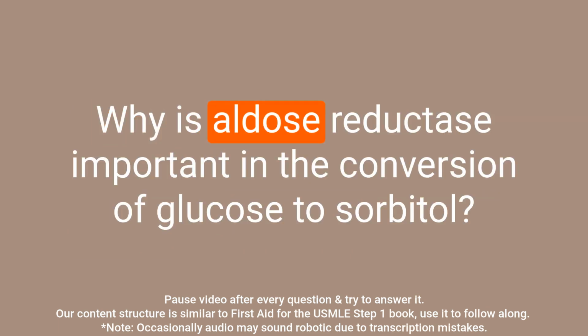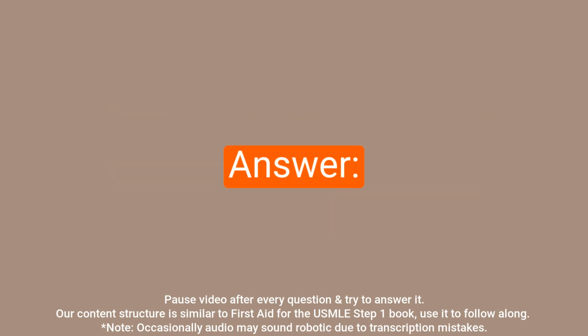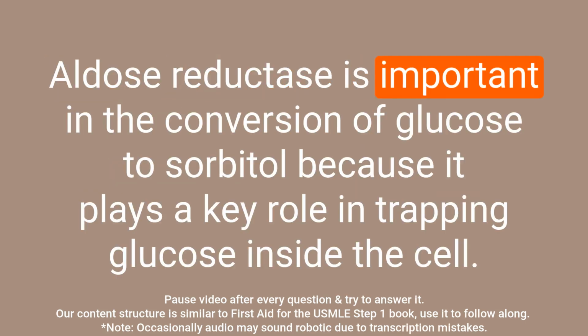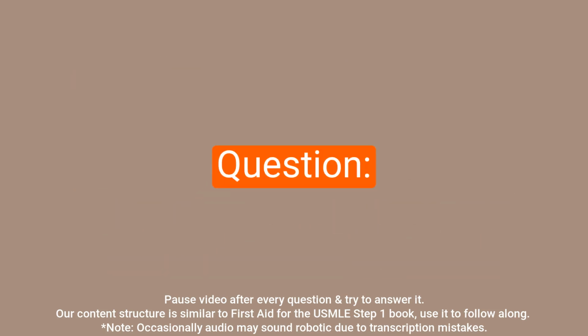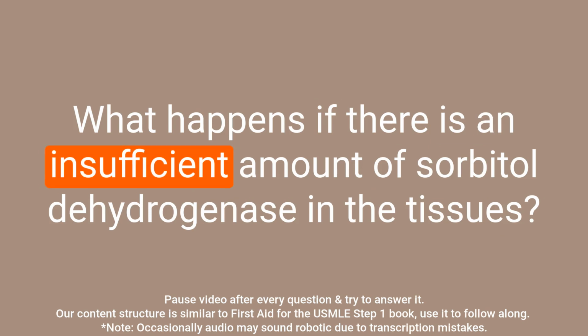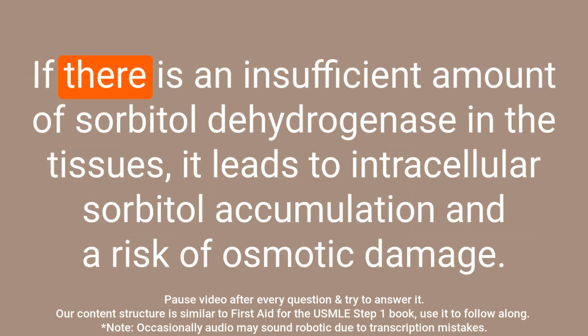Question: why is aldose reductase important in the conversion of glucose to sorbitol? Answer: aldose reductase is important in the conversion of glucose to sorbitol because it plays a key role in trapping glucose inside the cell. Question: what happens if there is an insufficient amount of sorbitol dehydrogenase in the tissues? Answer: if there is an insufficient amount of sorbitol dehydrogenase in the tissues, it leads to intracellular sorbitol accumulation and a risk of osmotic damage.